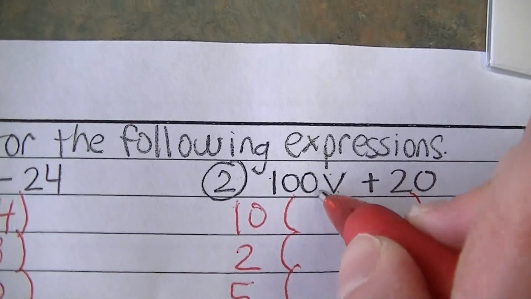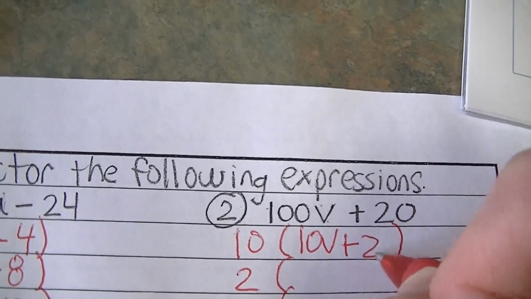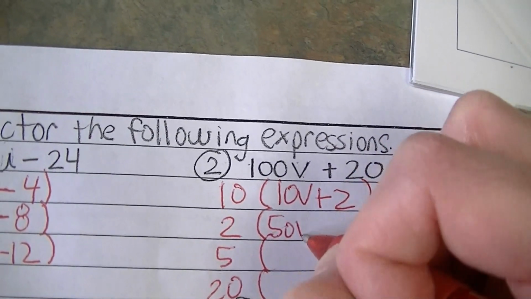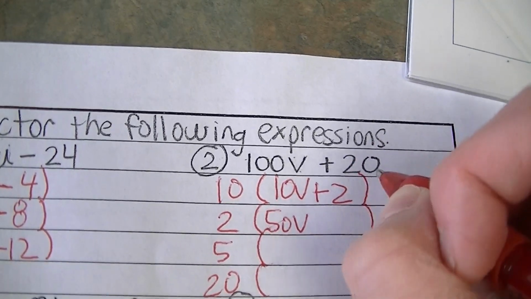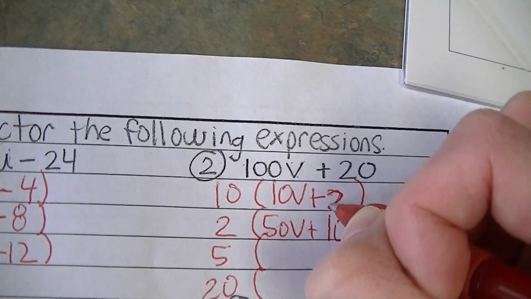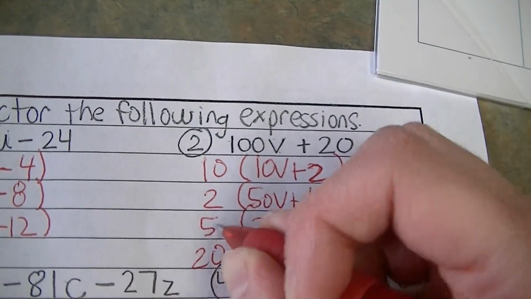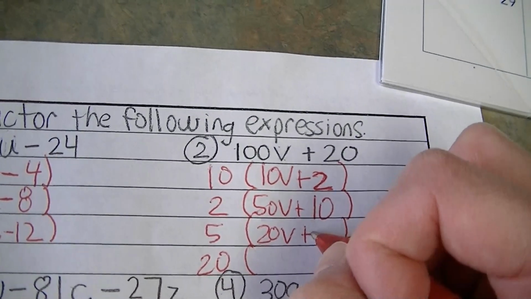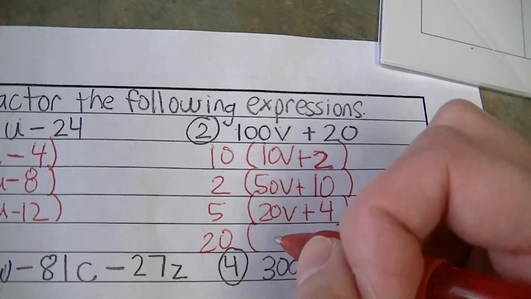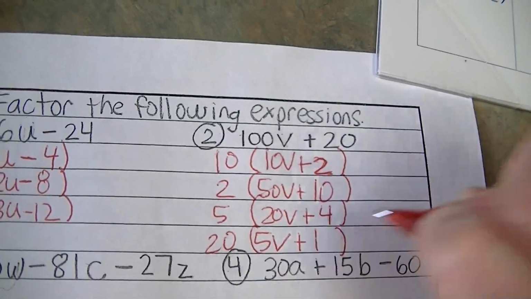So 10 times what number is 100v, and that's 10v. 10 times what number is a positive 20, and that'd be a positive 2. 2 times what number is a positive 100v, and that's 50v. 2 times what number is a positive 12? That's a positive 10. That says 20, by the way. Okay. 5 times what number is 100v? And that is 20v. 5 times what number is a positive 20? And that's a positive 4. 20 times what number is a positive 100v? And that's 5v. 20 times what number is a positive 20? And that's a positive 1.